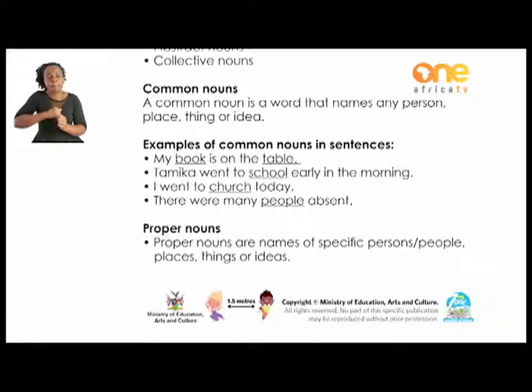My book is on the table. So, the words book and table, those which are underlined, are the nouns, are the common nouns. My book is on the table. Book and table are common nouns.